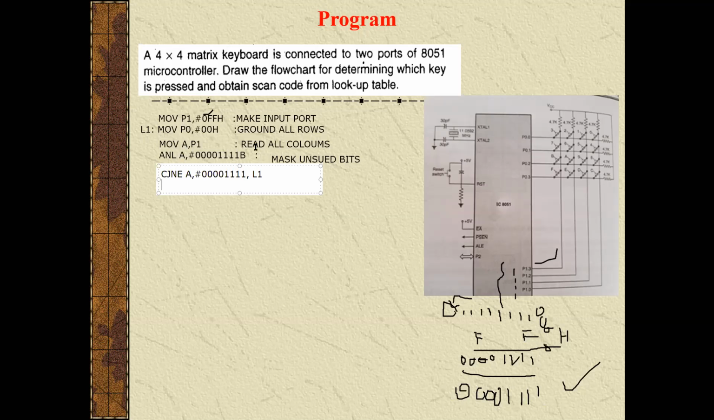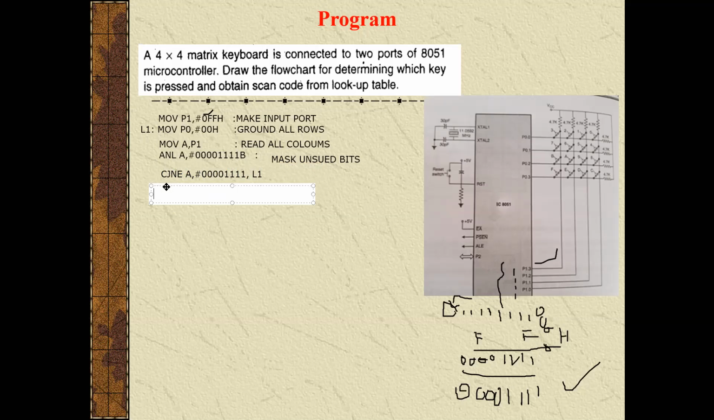So that's why I am making all the rows high and comparing with this A value, and I am checking that if these two are the same, then it will execute the next instruction. If not the same, it will jump to L1 to proceed with the same procedure. Okay, so now this A is equal to this. There is no jump, and it will continue with the next execution. So up to here we ensure that no key is pressed.